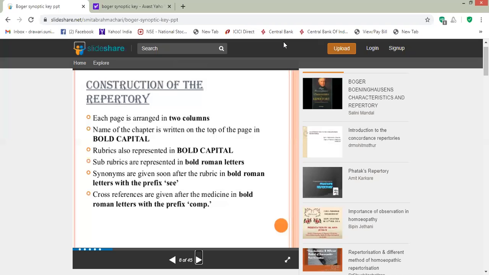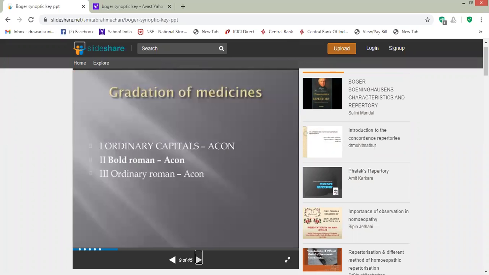Then the synonyms for the rubric are given just after the rubric, in bold Roman letters with the prefix SEEC. Then cross references are given after the medicine in bold Roman letters with the prefix COMP. So in this way each page in this repertory is constructed.